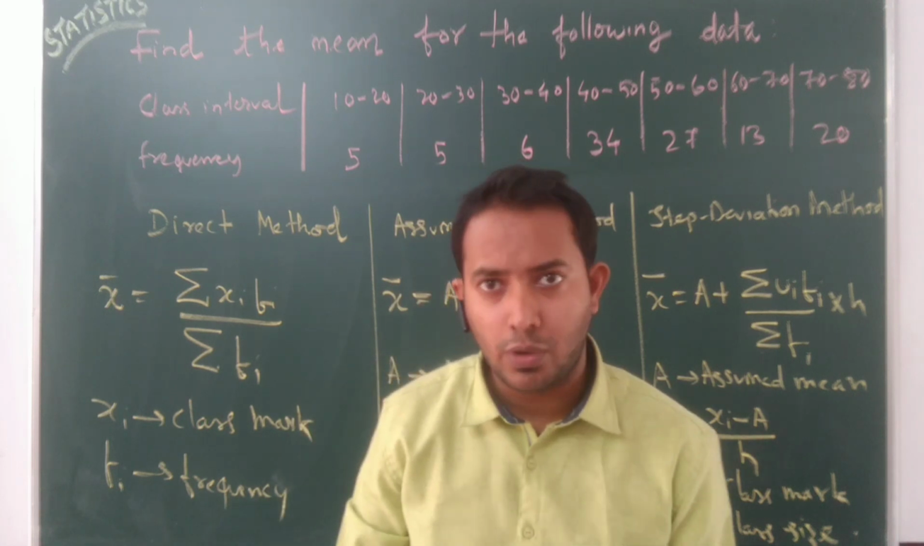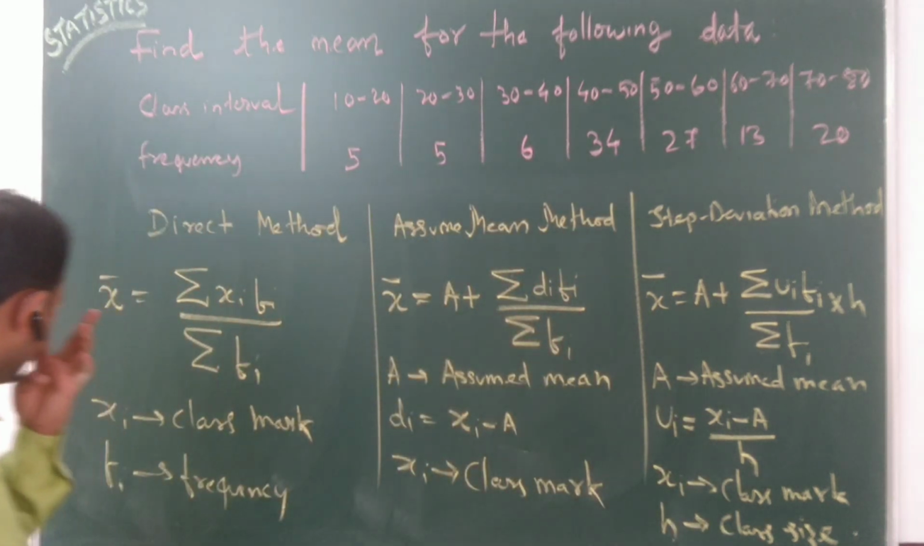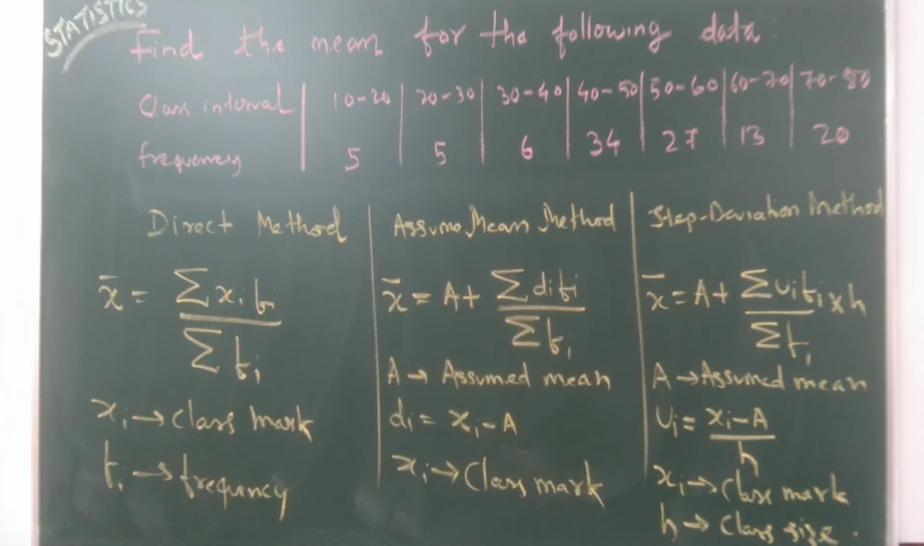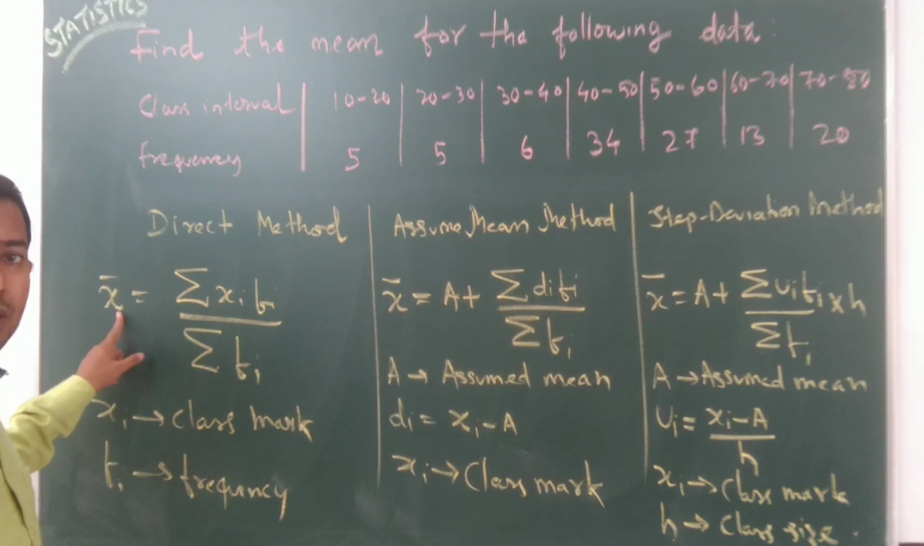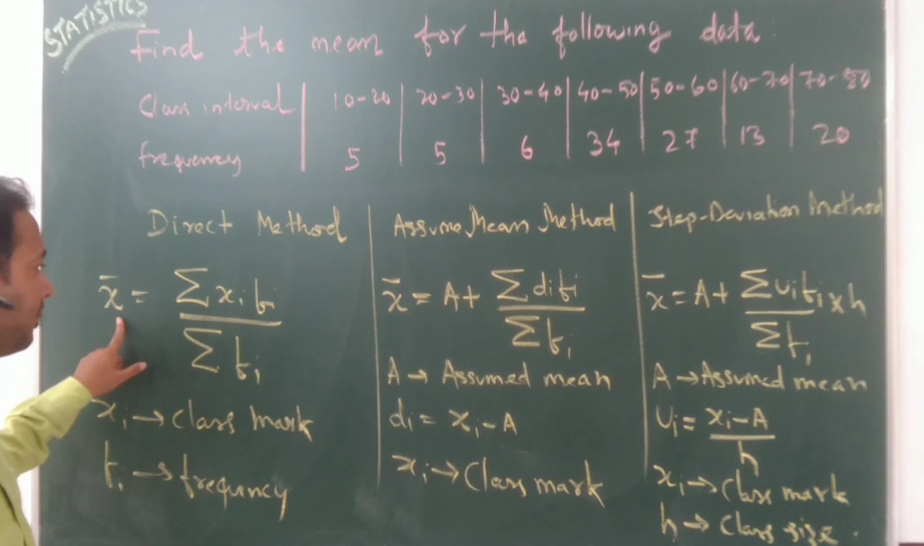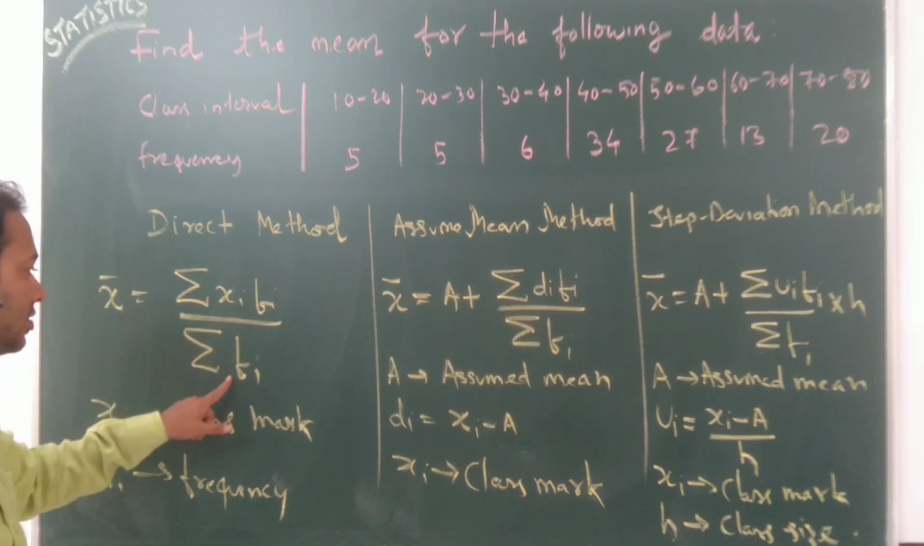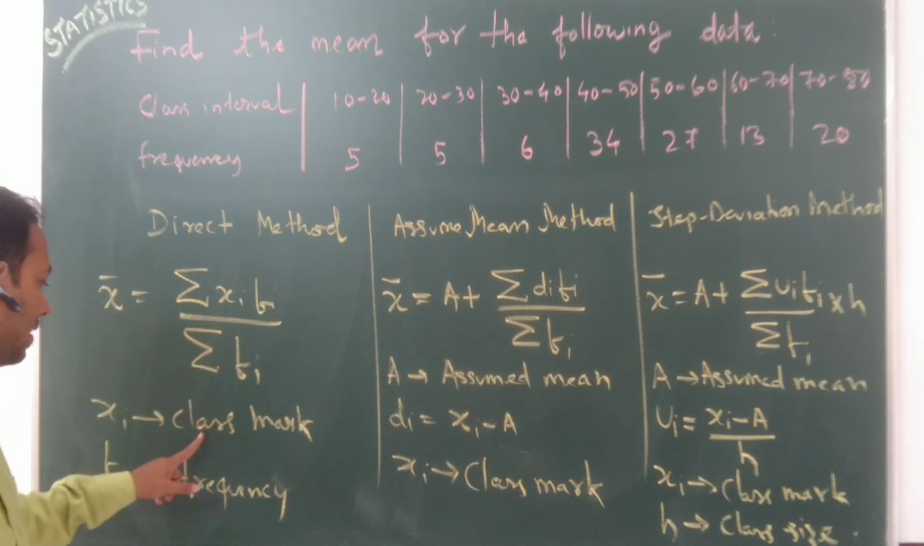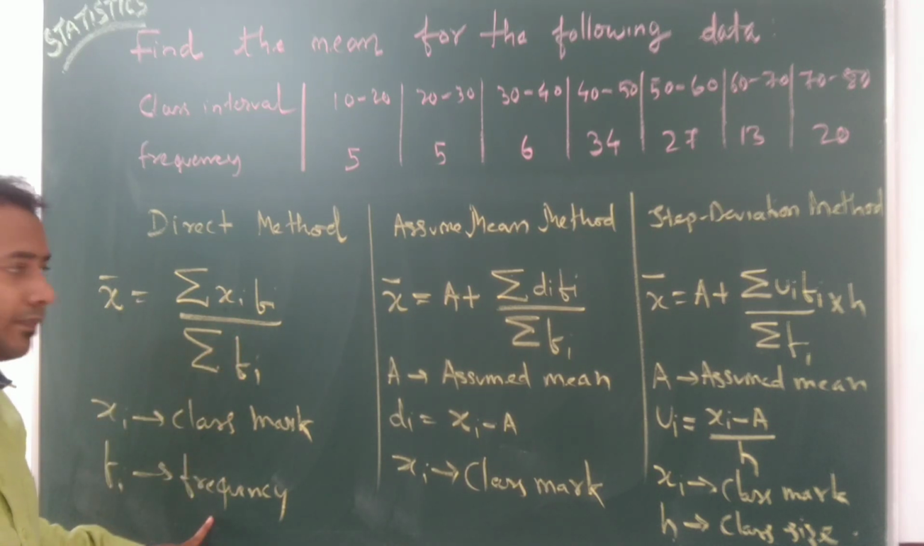Okay, in this problem only. Let's see. Here the first one is the direct method. X bar, this is the symbol for your mean, equals summation xi fi by summation fi. Here xi means class mark and fi is frequency.